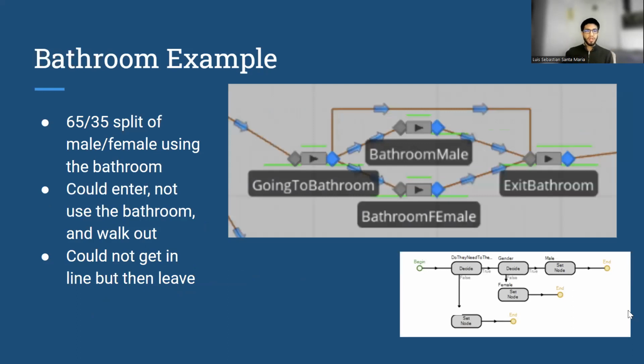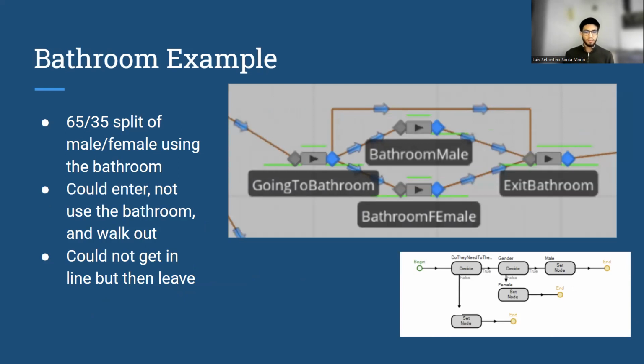For the bathrooms, we made a 65-35% split between males and females, and there is also a 50-50 chance, for either male or female, that they won't go to the bathroom at all. They will stand up out of their seats, and then they will decide not to use the bathroom.